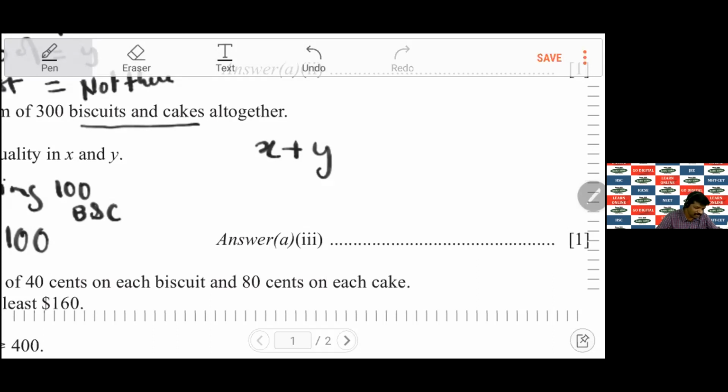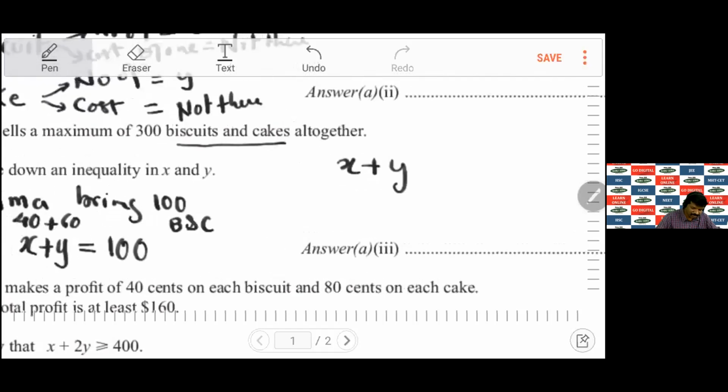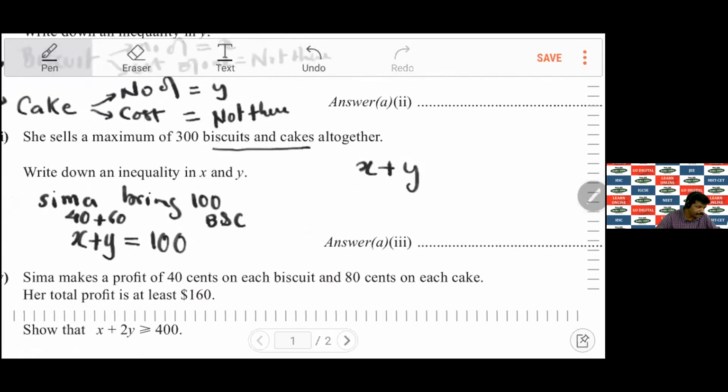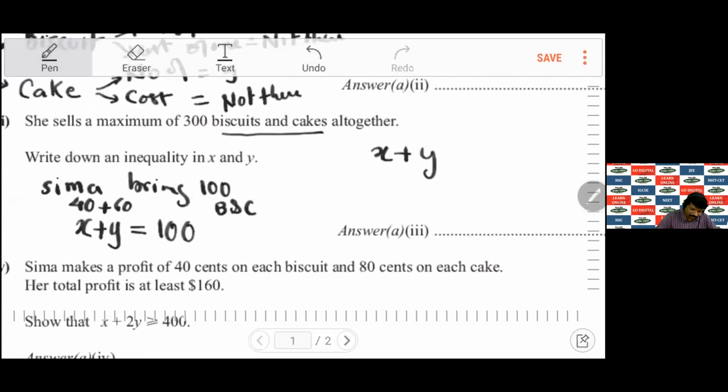Now what is written on the screen? She sells a maximum number of 300 biscuits and cakes altogether. Maximum number of 300 biscuits and cakes. So what is the meaning of that? Less than or equal to 300. Maximum 300, right? So again we'll do something like for maximum.